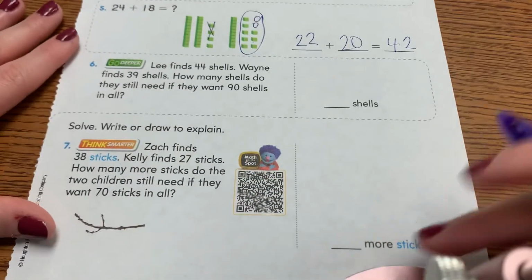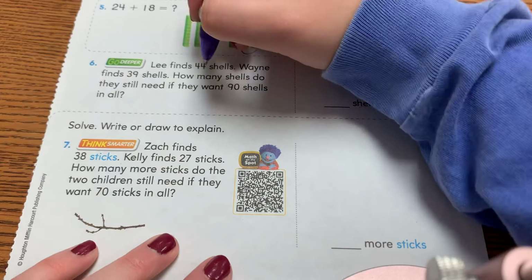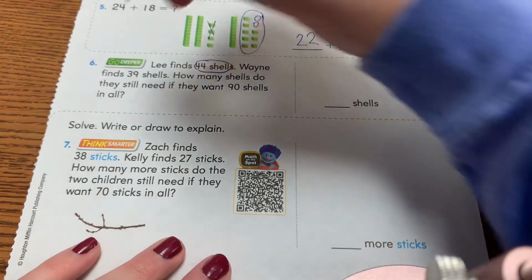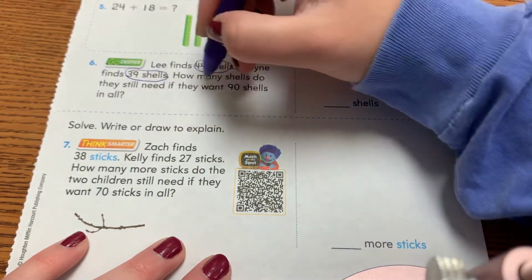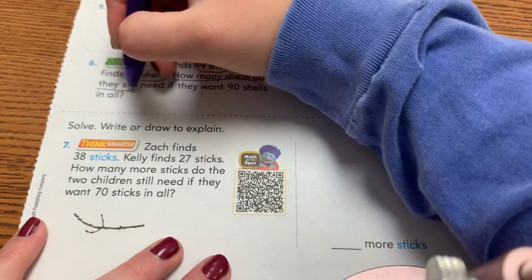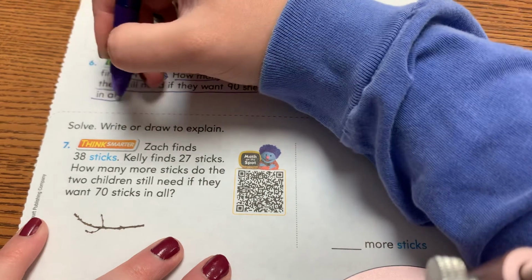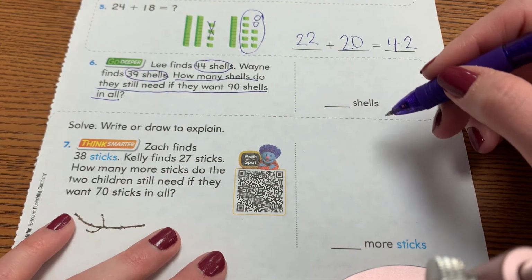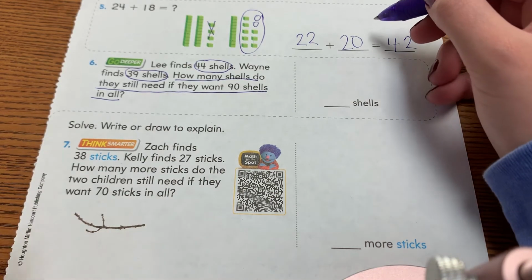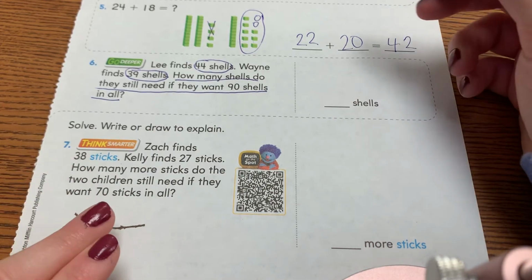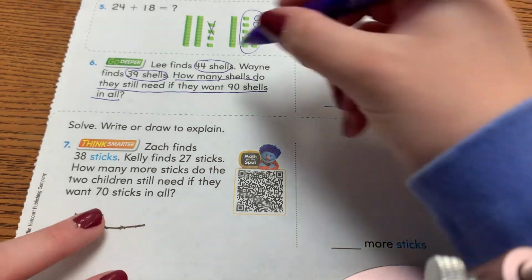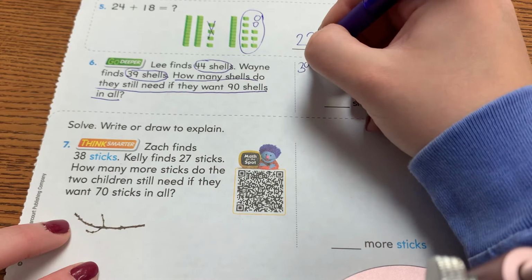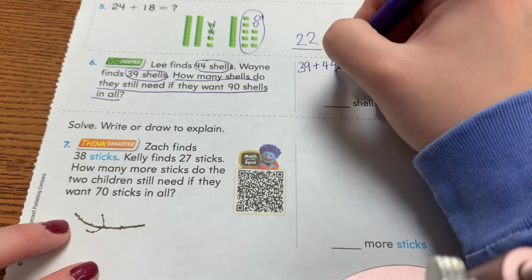Okay, moving on to number 6. Lee finds 44 shells, so we need to circle that because it's an important number. Wayne finds 39 shells. How many shells do they still need if they want 90 shells in all? Okay, so if they want 90 shells, first we need to figure out how many they have. So this is going to be a 2-step problem, which means we're going to do 2 different things. So we need to add the 39 and the 44. So we can do that up here, 39 plus 44.